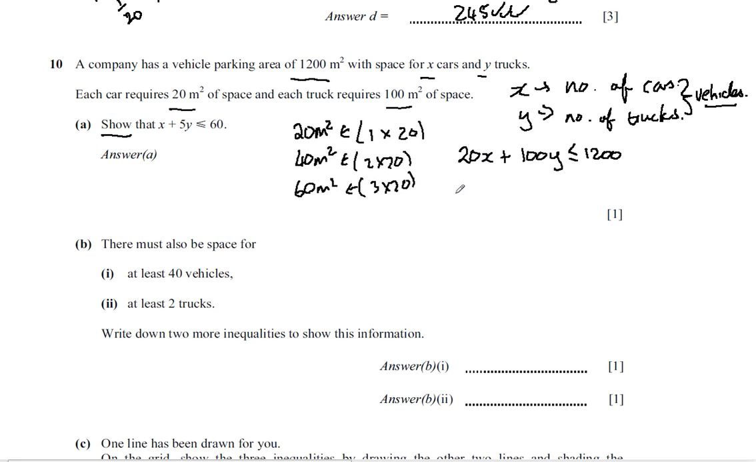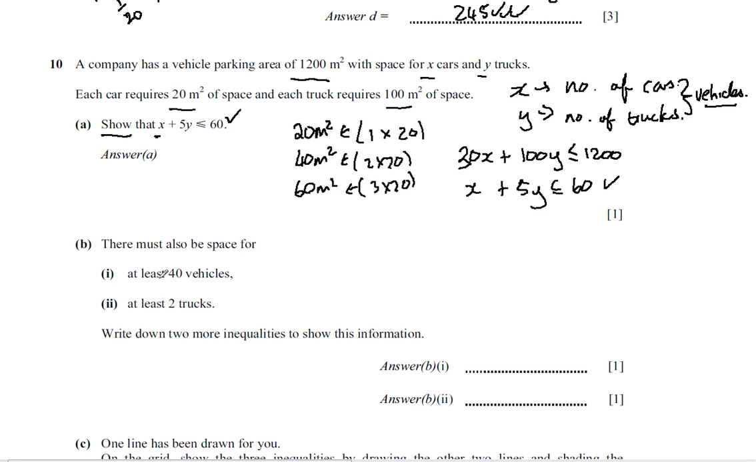Okay, so we have sort of an inequality now, from the information they've given us. So we're going to show that x plus 5y is less than or equal to 60. So we have 20 in front of the x. There's only a 1 in front of the x, an invisible 1. So we'll divide everything by 20, and we hope that it will appear like that. 20 divided by 20 is just x, 100 divided by 20 is 5, 1,200 divided by 20 is 60. And our inequality is basically the same. So we got it correct.